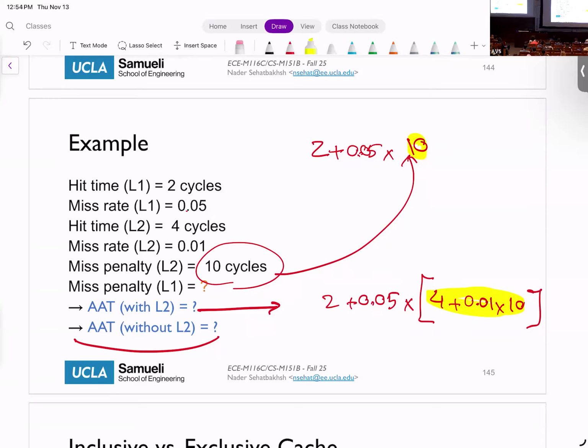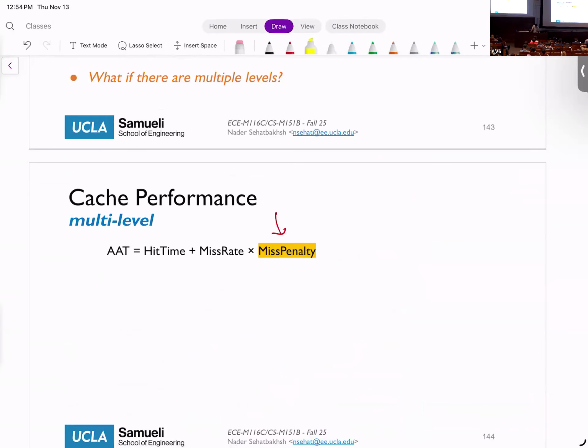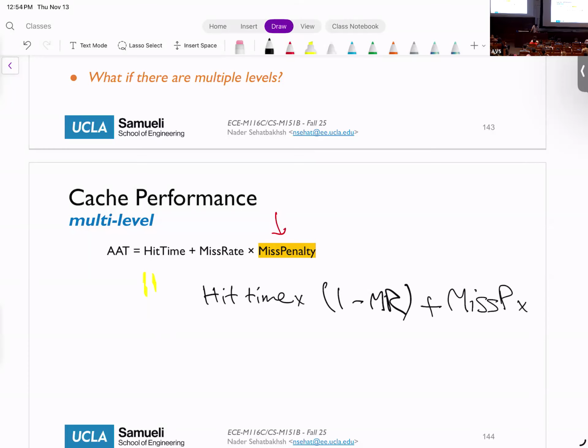Why don't we multiply the hit time by the miss rate? Yeah. So the question is about the formula itself. You can actually do it this way as well: hit time times 1 minus miss rate, plus miss penalty times miss rate, something like this you can do, right?